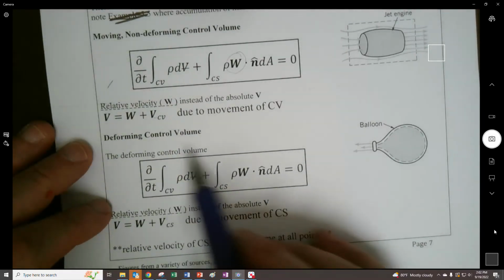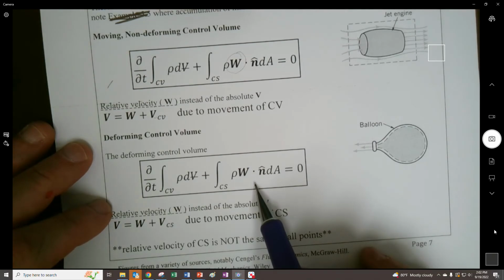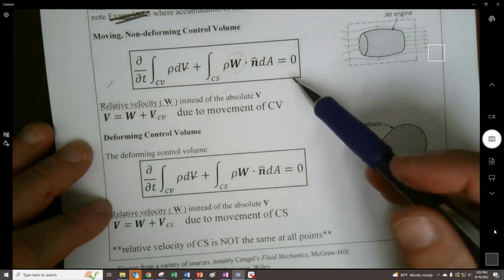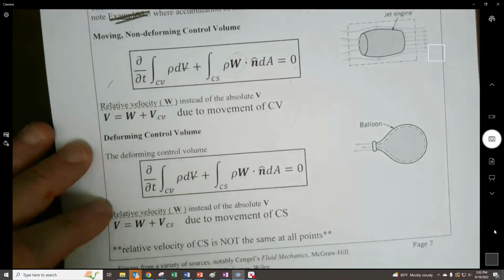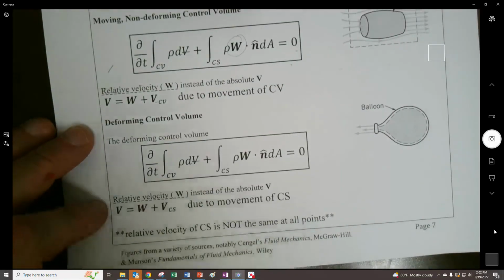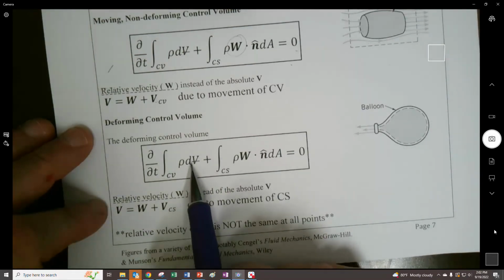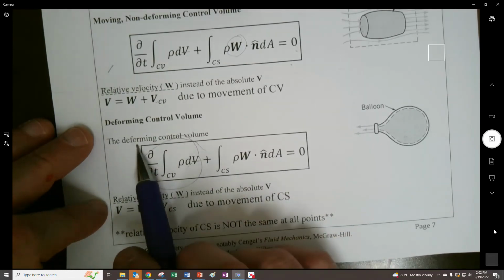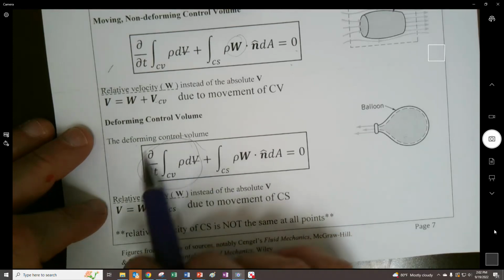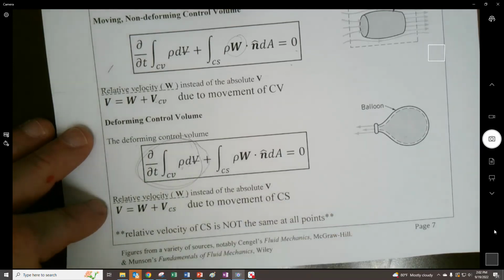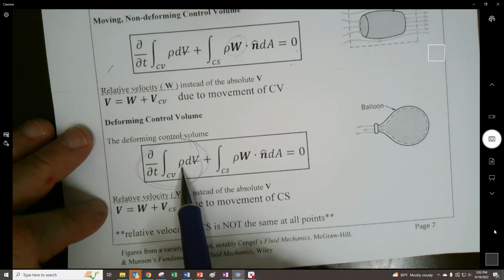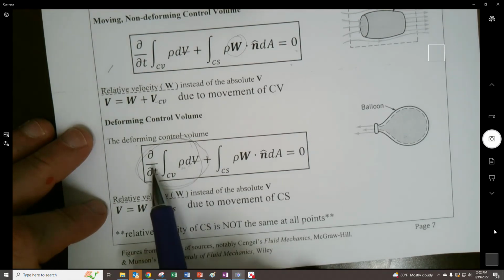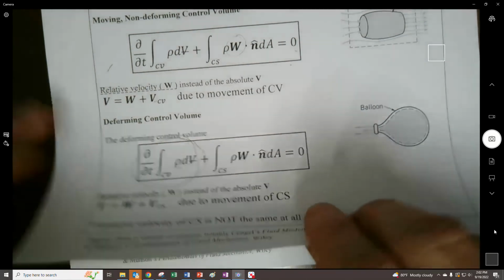And for a deforming control volume, I don't really see too much of a difference between these two equations right here. I think it's just what the relative velocity is. Well, this is a situation where we would have this right here, where if it's a deforming control volume, we would definitely have to consider how the balloon is getting smaller with time. So maybe that's a worthwhile thing.